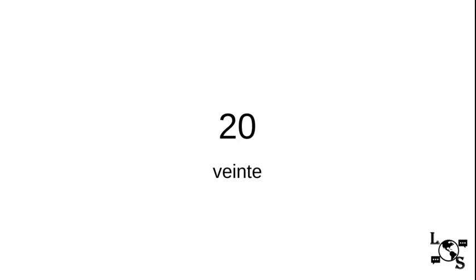So 20 is veinte, and then the next number would be 21, where you add 1. So, 21. 22, accent on the O. 23, accent on the E. 24. 25. 26, accent on the E. Then 27, 28, and 29. Now you can see all those 20s have a pattern where it's 20 and then that core number that would be in the ones place.